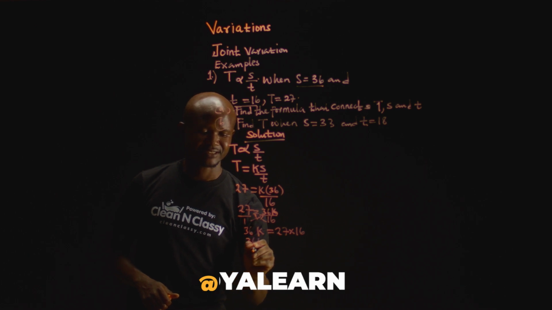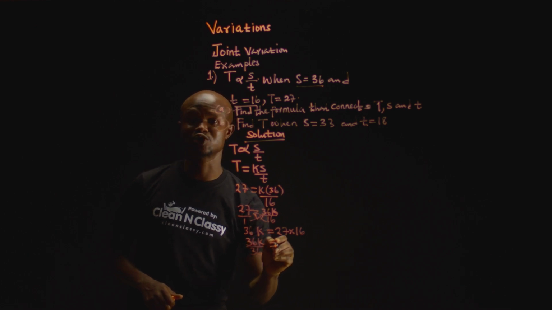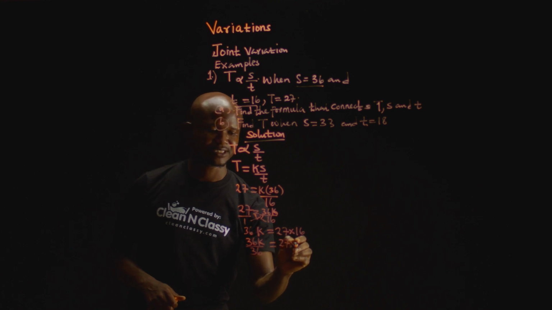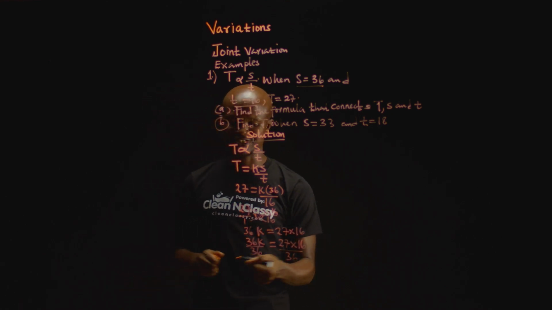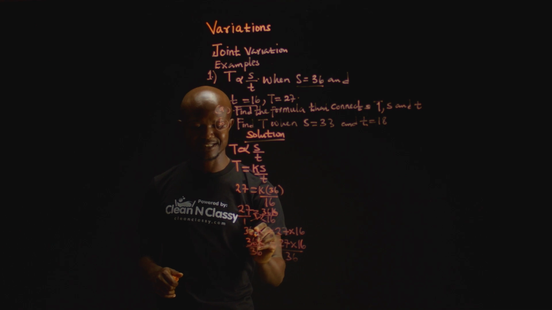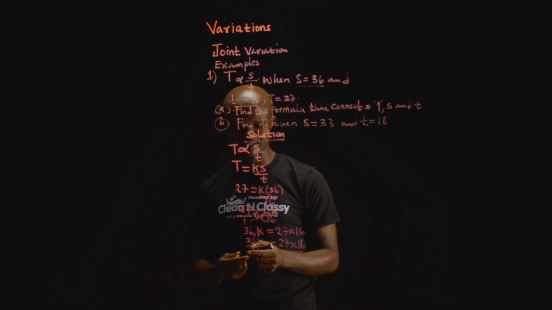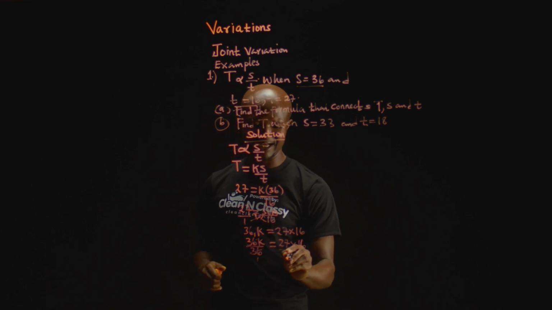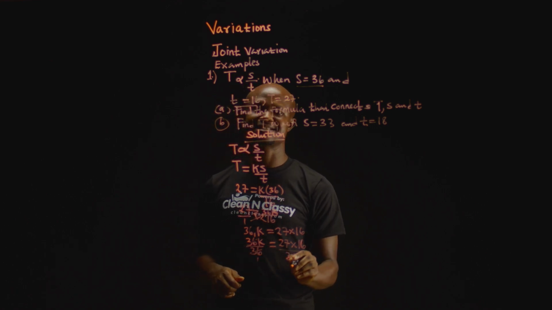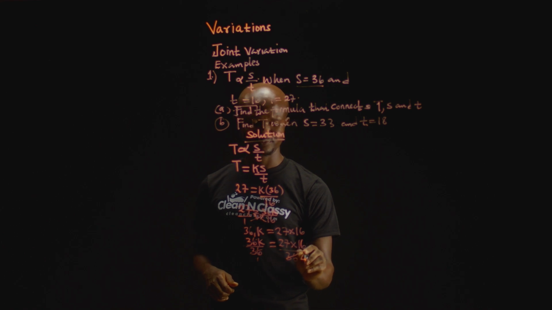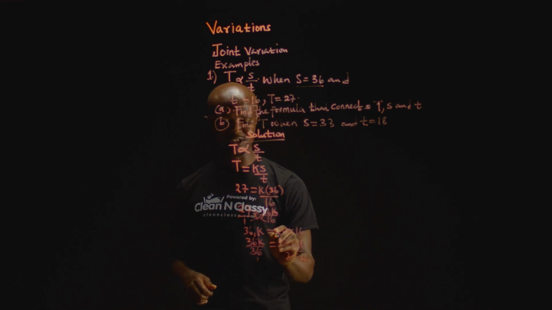36k divided by 36 is equal to 27 times 16 divided by 36. Now, simplifying. This 36 over 36 is 1. Now, let's simplify this. 9 in 36 is 4. 9 in 27 is 3.